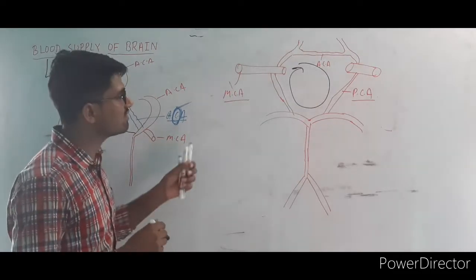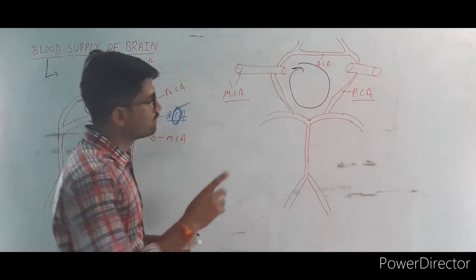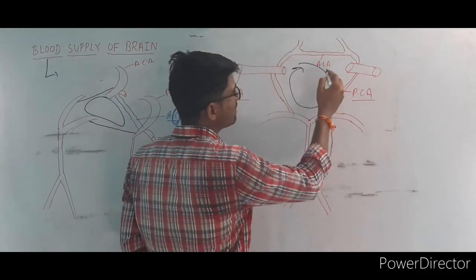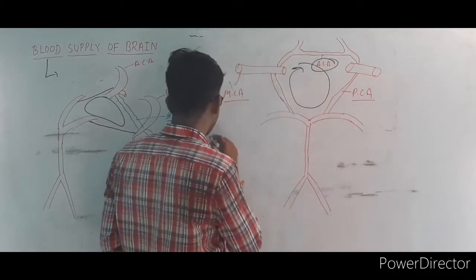These are the things which we have to understand. So now you tell me, in the circle of Willis, which arteries are participating? Anterior here.